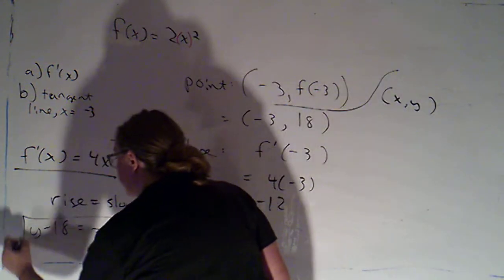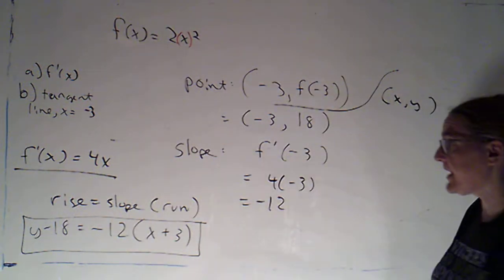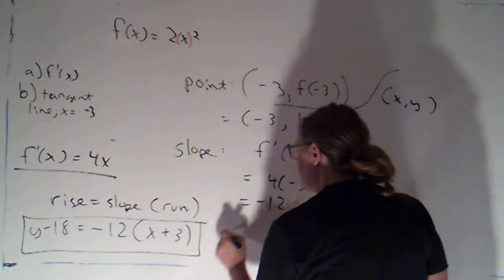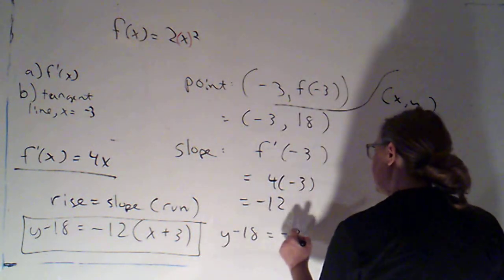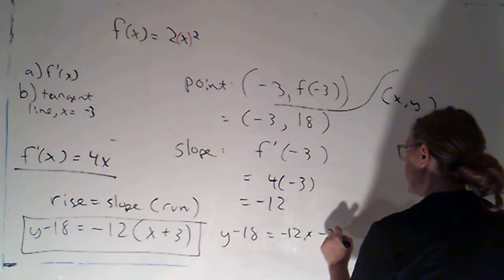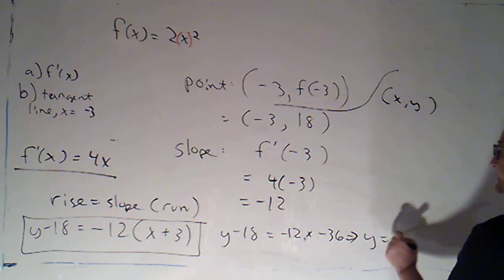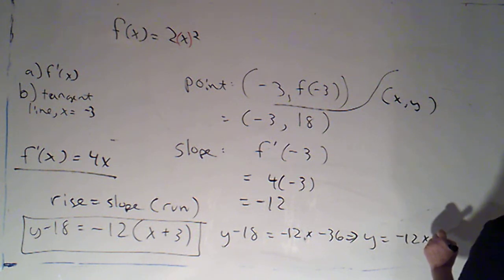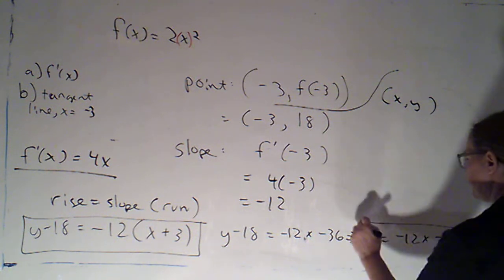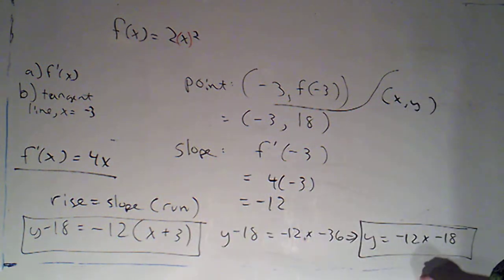Totally fine to stop with it in point-slope form. If you want to simplify it to solve for y, you certainly could. y minus 18 is negative 12x minus 36. And so that would mean that y is equal to negative 12x minus 18. Either form for the tangent line would be totally fine.